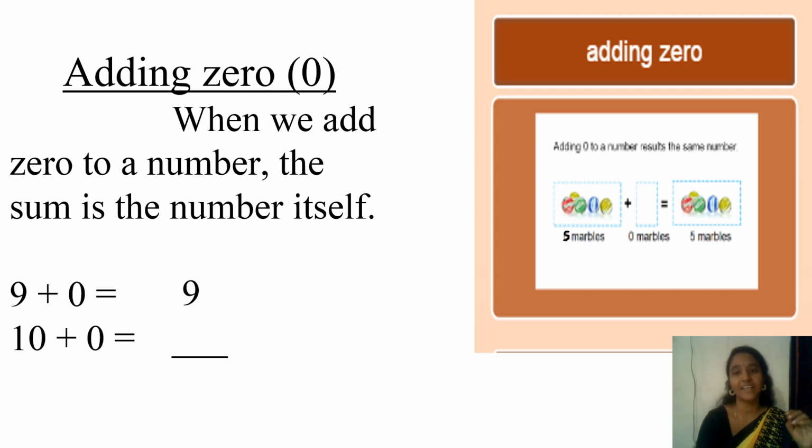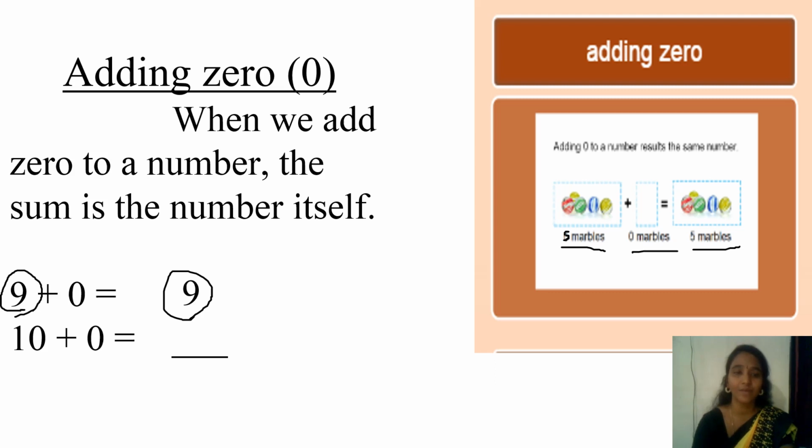So, if you add a 0 to any number, then the number will be itself. See here, look at the picture. There are 5 marbles and I am adding 0 marbles to it. So, the total number of marbles will be 5 only. Like that only, 9 plus 0 is 9. Is this number and this number the same? Yes. Now you do it for yourself. 10 plus 0 will be how much? Write it there. Okay?